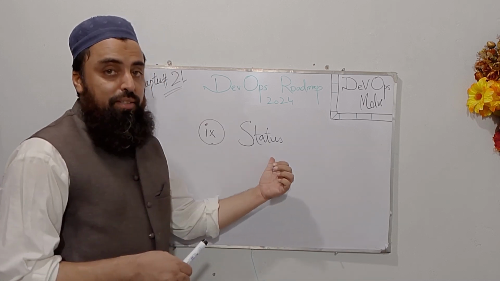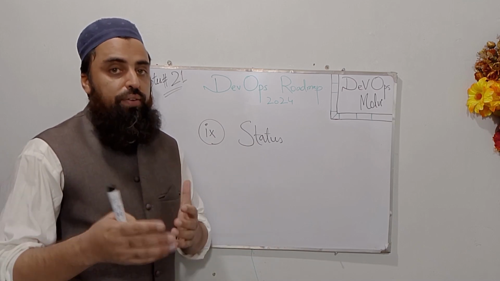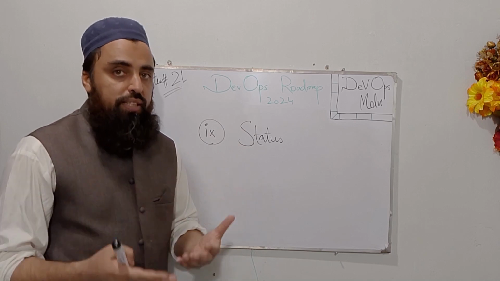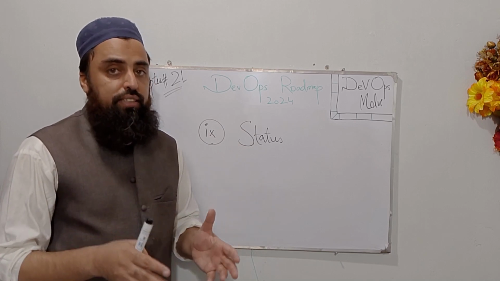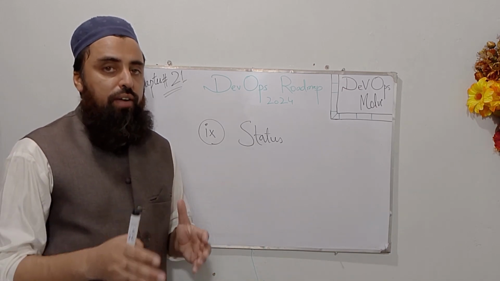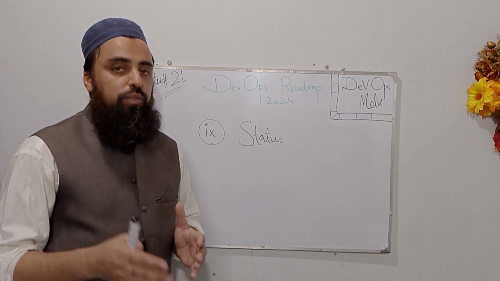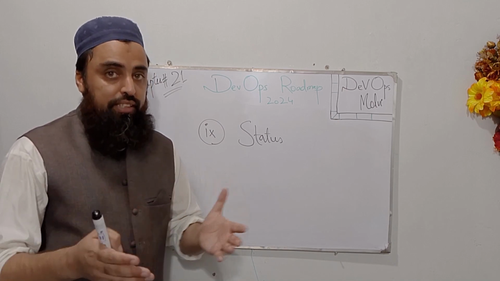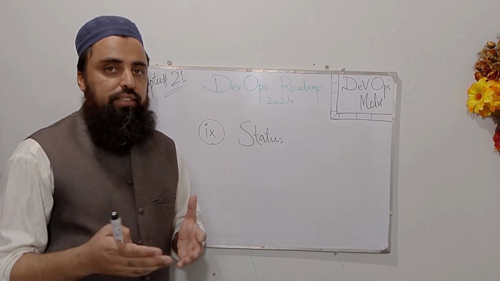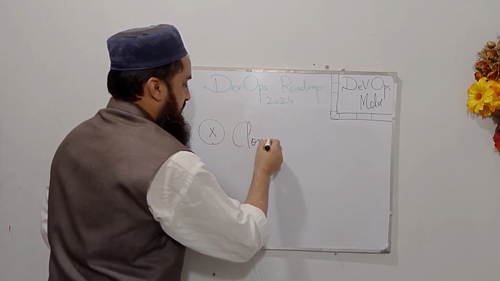Okay guys, the ninth term is status. Status means the current status of any repository: if there are any untracked files, if there are any commits, if there are any files in the staging phase. So status tells us everything we have, and in the previous lecture we saw that if we are modifying any files, we can run git status to see which files have been modified and what modifications have been done to these files.